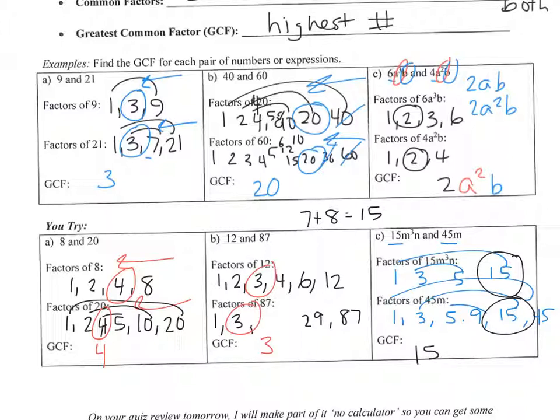Now we have to look at the variables. If I look at the m's, they both have m's, so I take the lower exponent, which is m. And then I'm looking at their n's, they don't both have n, so it's not in common, so the answer is 15m. Common means same. And since they both don't have an n, it can't be a common factor.